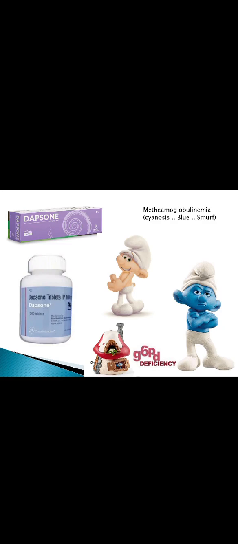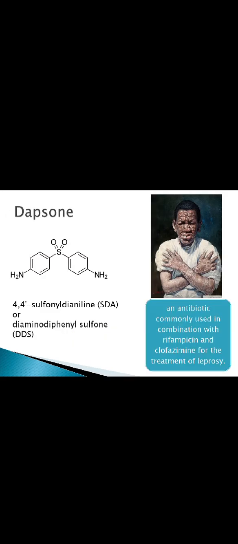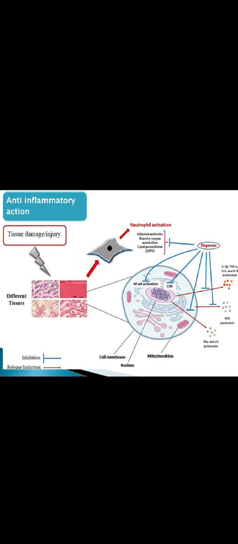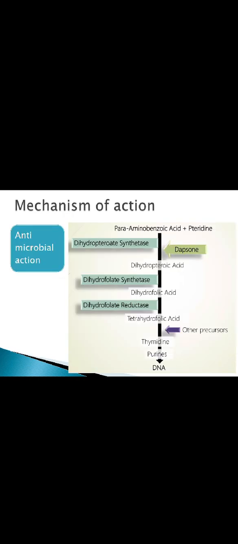So coming towards Dapsone, it comes in tablet and gel formulations. Dapsone is basically a 4,4-diamino diphenyl sulfone, which has been used since ages for the treatment of leprosy in combination with rifampicin and clofazimine. Talking about its mechanism of action, it has antimicrobial as well as anti-inflammatory properties.